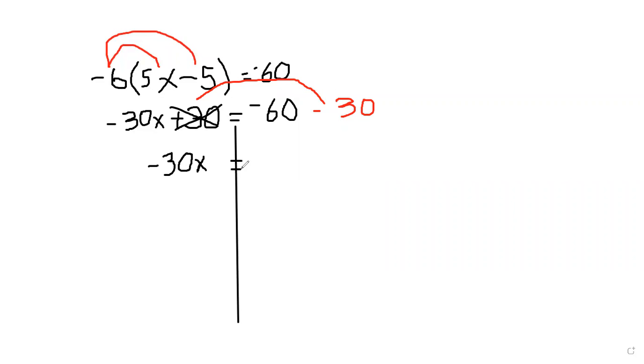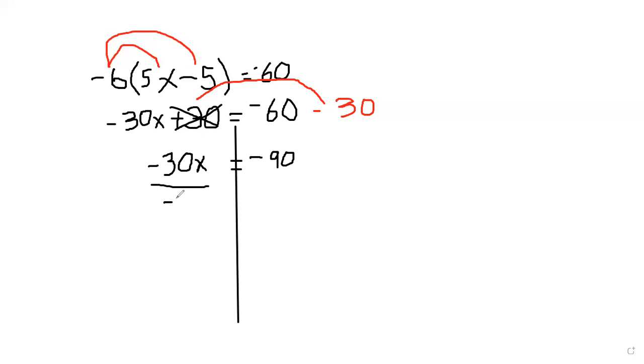-30x equals -90. Okay, don't forget to make sure your operations with integers are good and solid, because like I said, once we start climbing the ladder of fancy algebra, you're going to be using them all the time, and you need to be very comfortable with them.